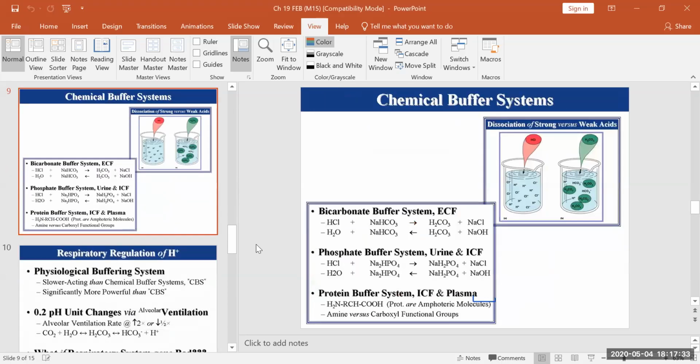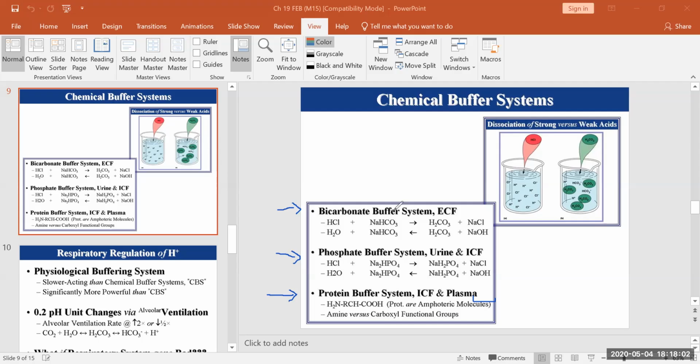Moving on to chemical buffers. The chemical buffer system is really quick to basically try to prevent fluctuation of pH. So we have 3 systems. We have the bicarbonate buffer system, the phosphate buffer system, and proteins can also act as a buffer.